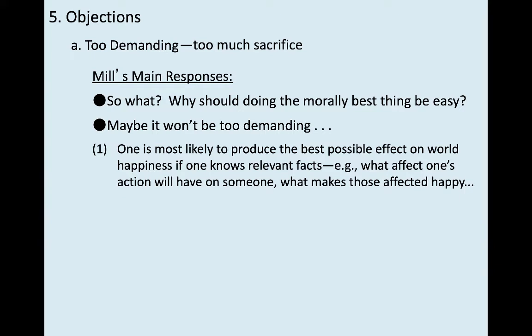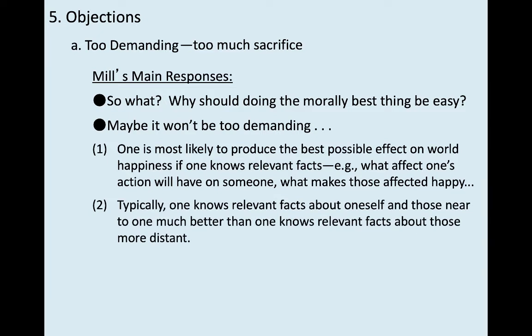And everybody else is sort of somewhere between me and people I don't know. So the more I know about you, the better positioned I am to maximize happiness for you. And the less I know about you, the less well positioned I am to maximize happiness for you. Well, I know a lot about myself, and I know quite a bit about those people close to me. And I know less and less as people get more and more distant.